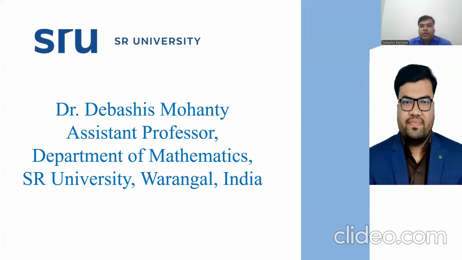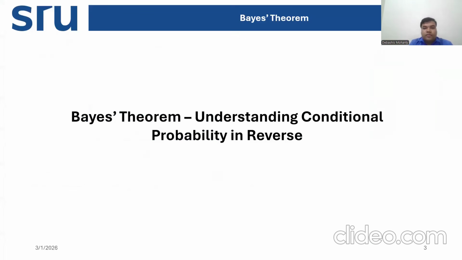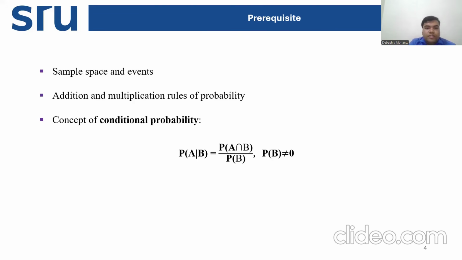Today I am going to teach you about the basic fundamentals and some problems related to Bayes theorem. Bayes theorem is about understanding conditional probability in reverse. Conditional probability means the events are given and we need to calculate the probability of A given B. Suppose A and B, both events, are given. Next, we start the lecture based on the Bayes theorem.